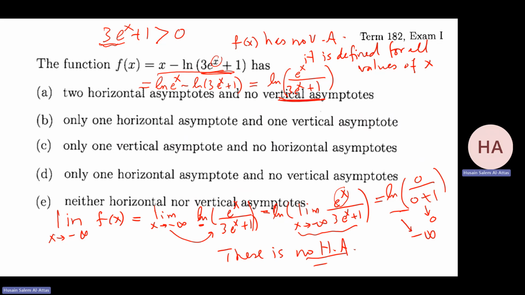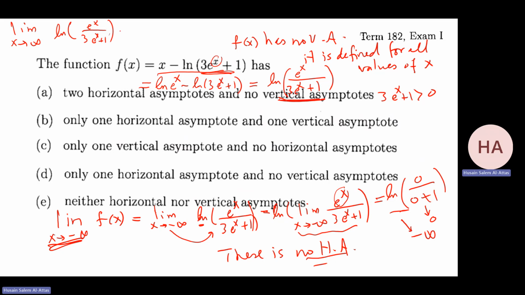So there is no horizontal asymptote from this side, as x goes to minus infinity. Let me do x goes to infinity. I don't know where I will do it. There is no space, so let me make a space here and rewrite this one. I need to find the limit as x goes to infinity of this function, ln(e^x / (3e^x + 1)).